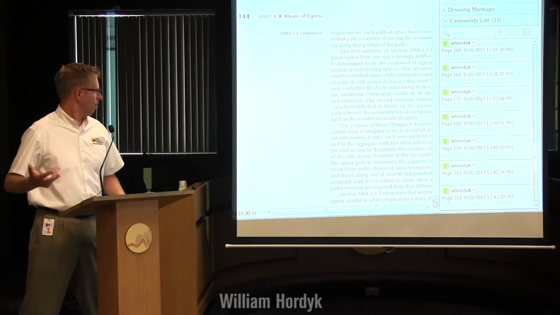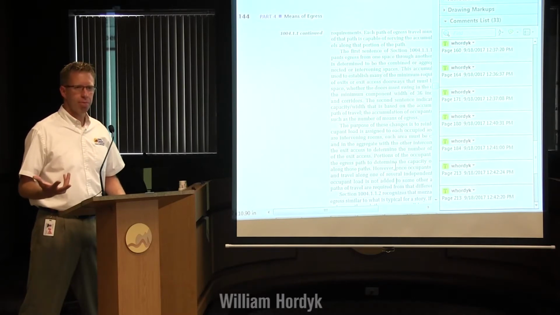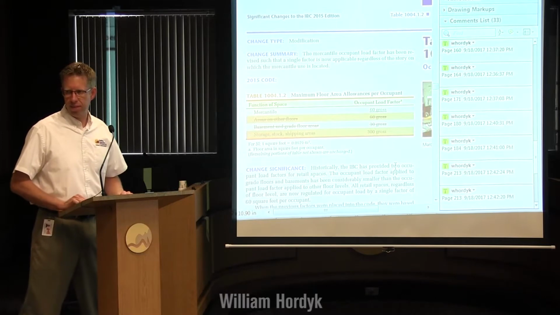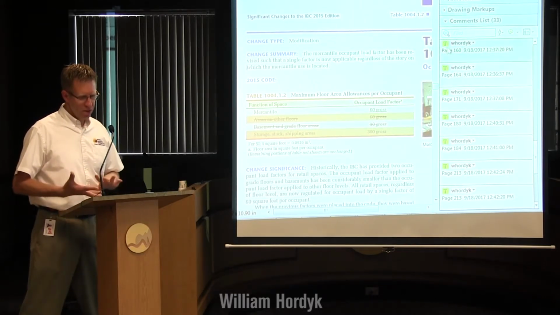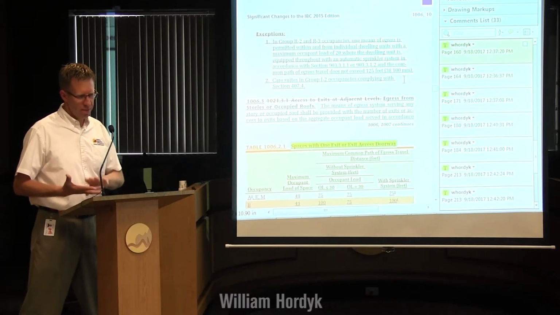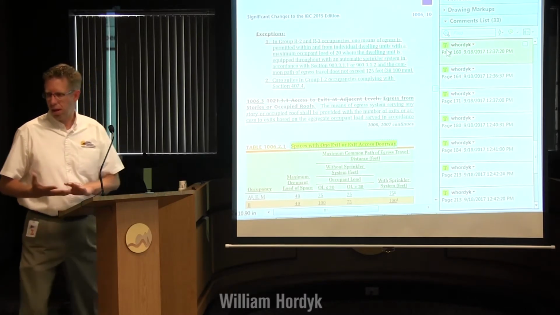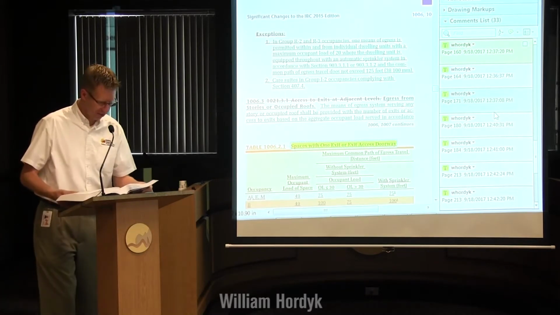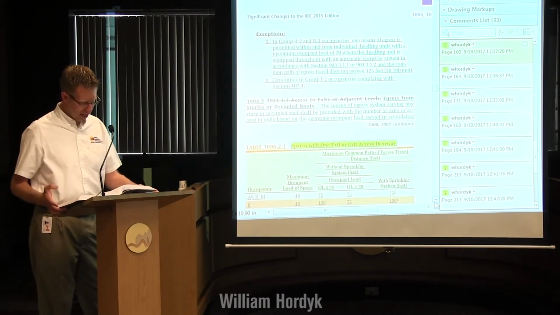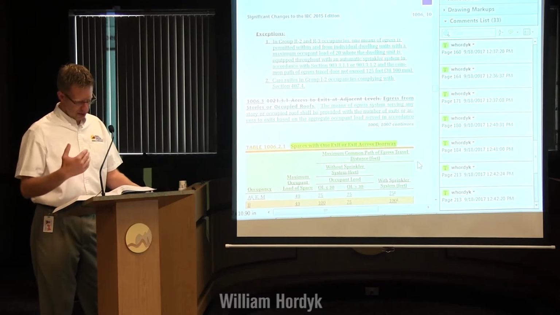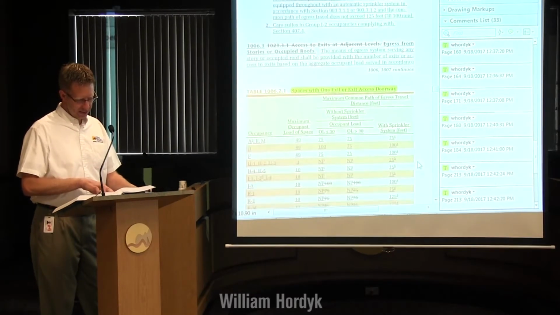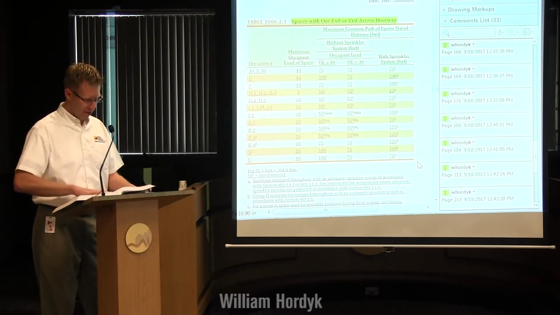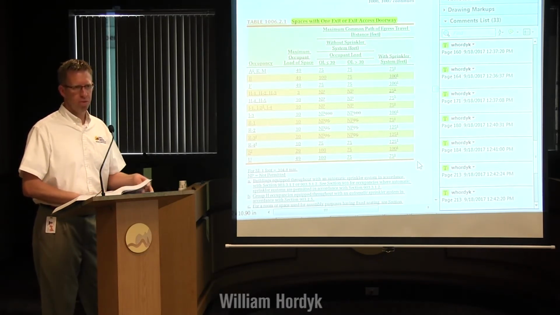But anyways, it really clears up a lot of stuff in there. One of the things they talk about is separation of common paths of egress. The table is 1006.2.1, spaces with one exit or exit access doorway. In there it says maximum common path of egress travel distance, but it's referenced under spaces with one exit. So it's still there.